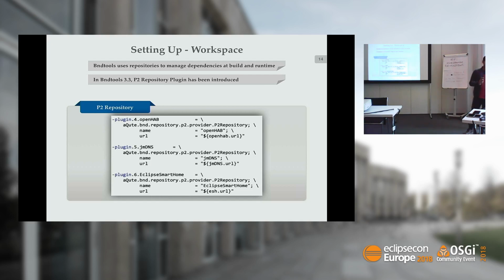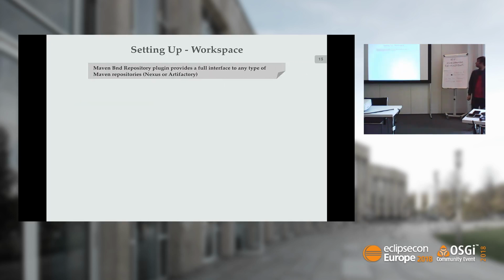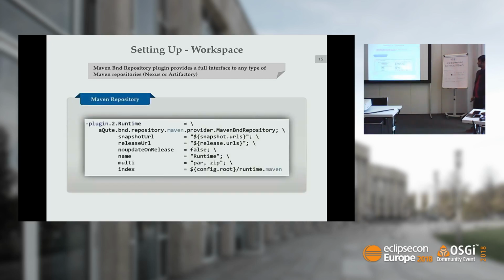In addition to P2 repos, we have also used the Maven BND repository plugin. It's a full-blown interface for Maven-based repos like Nexus, Artifactory, and whatnot. But how does it look actually? It's also pretty simple. You have to provide the snapshot URL and the release URL. You can also specify whether you need to consume composite archives like zip, par, and you have to specify an index file. That index file will comprise all the dependencies that you need.